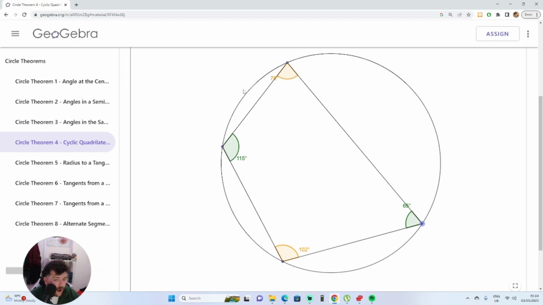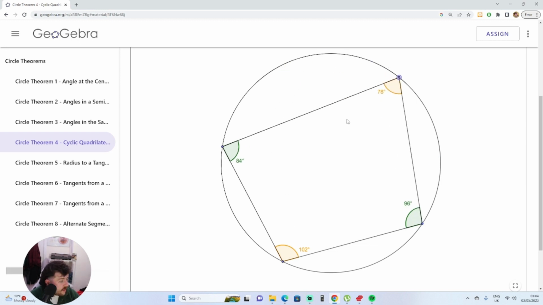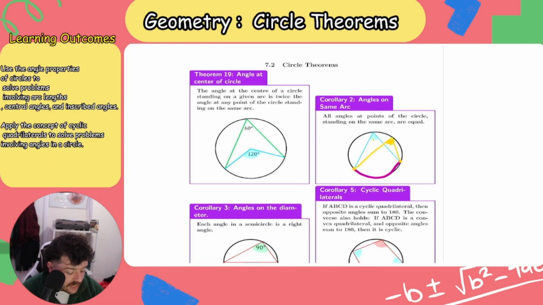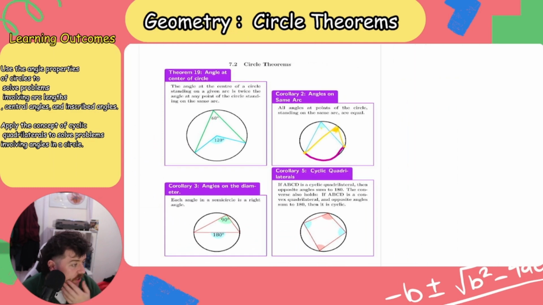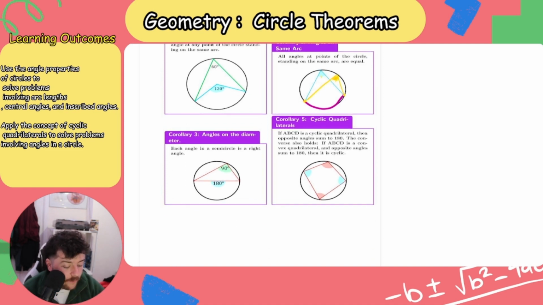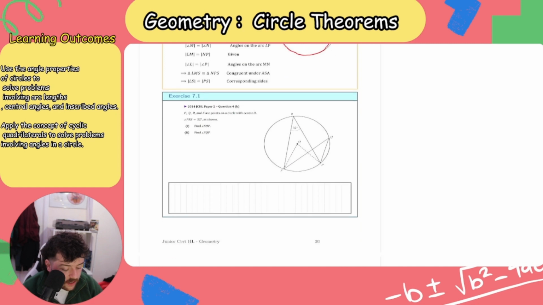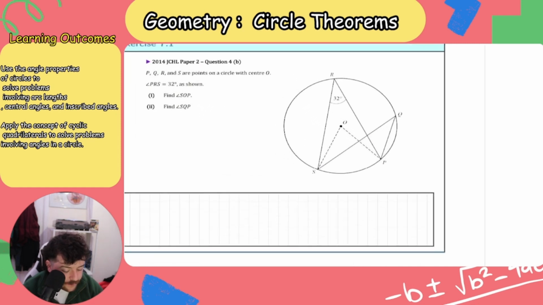So no matter where I put these on my circle, the opposite angles, when summed together, will equal 180. So there are 4 main circle theorems, and you need to be flexible with these theorems and be able to recognize them when given to you. So let's just do some examples here.